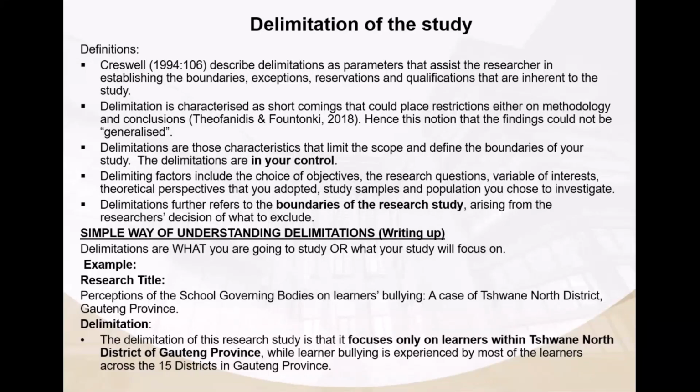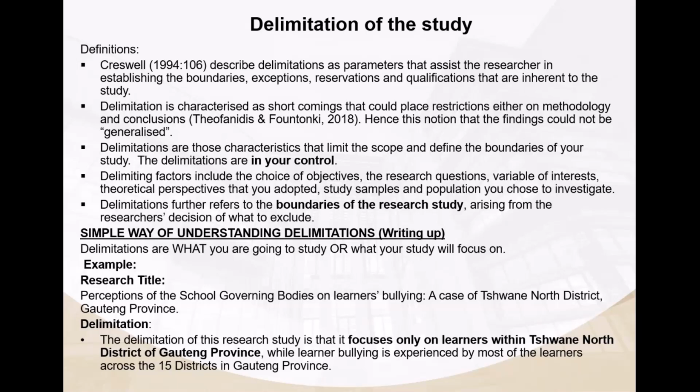That's a topic. So now when I write my limitation, my delimitation, how can I put my delimitation in my research proposal? I can write it as follows. The delimitation of this research study is that it focuses only on learners within Tshwane District of Gauteng Province. It's a delimitation because remember that I'm not focusing on other districts. I'm not focusing in any other province. It's Gauteng. So that's a delimitation.